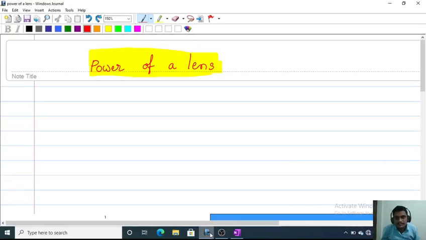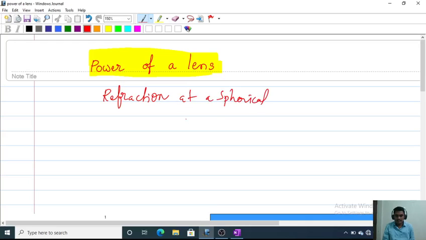So welcome you all. In the previous class we have discussed refraction at a spherical surface and refraction by a lens. In the first topic we have derived the formula for a curved surface, that is n2 by v minus n1 by u is equal to n2 minus n1 by R.